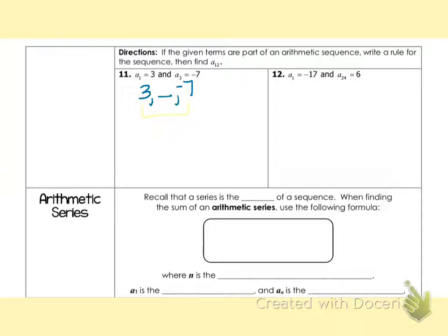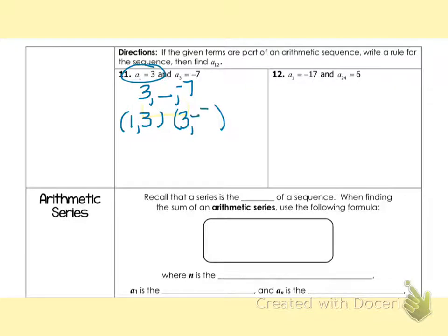Since these are really close together, we could just work through it mentally. But what if they're further apart? It's just a little less clear. So I really like to think about this, since we're on that trend of linear equations, and think about these two terms as ordered pairs. So this first term, a sub 1 equals 3, would be like the ordered pair (1, 3). My ordered pairs, instead of x's and y's, are like n's and a sub n's. And the next one would be (3, negative 7).